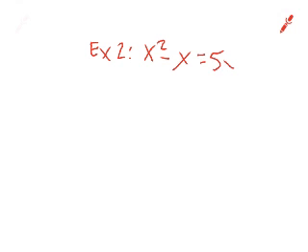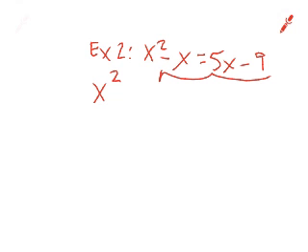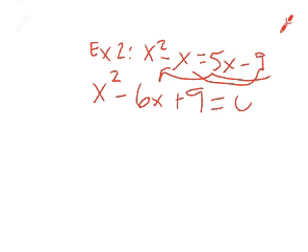Okay, so if you turn over to the page, we're going to be on example 2. And we're dealing with the equation x squared minus x equals 5x minus 9. So again, the first thing I want to do is to put this into standard form. Sometimes it's called zeroing out the equation, but basically that means getting all of this stuff over to this side. So if I subtract 5x with the minus x that's already here, I'm going to have minus 6x. And then if I add 9 over here, I'm going to have plus 9 equals 0.